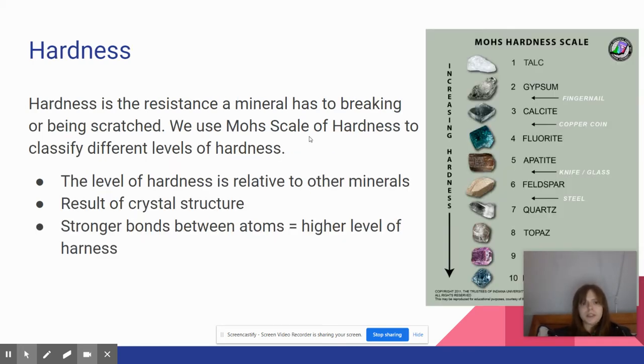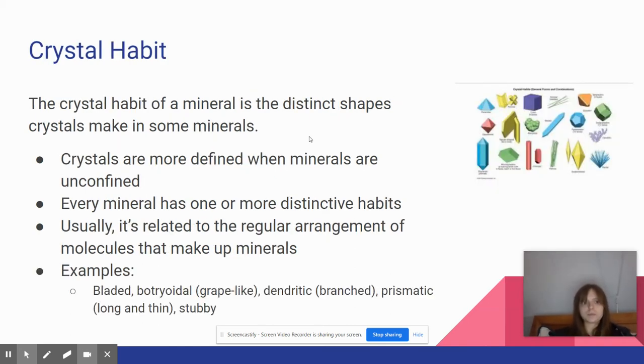Hardness is the resistance a mineral has to breaking or being scratched. We use the Mohs scale of hardness to classify different levels of hardness. These hardness levels are relative to other minerals and are the result of crystal structures. When an atom has stronger bonds, it has a higher level of hardness.